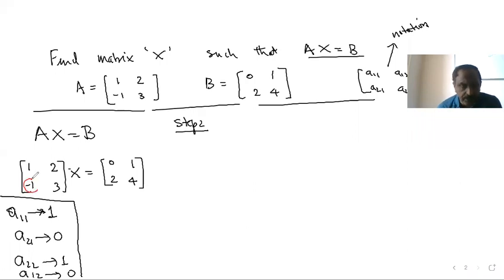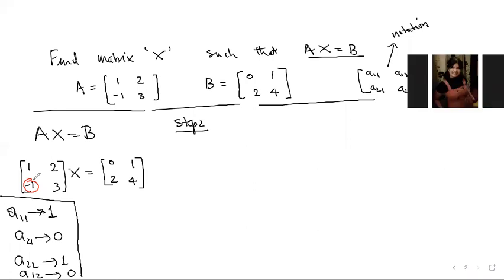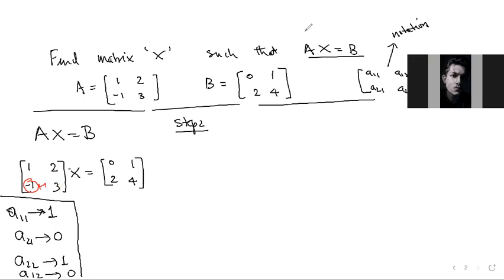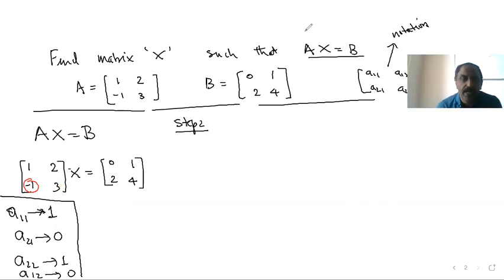This element should be made 0. How can you make this minus 1 0? Can anybody tell me? Add 1. You cannot do add 1 like this, plus 1, plus 1, plus 1. There is no such operation. We need to multiply a row with a number and add to another row. Or in other words, if you add these two rows, this will become 0. So the new second row will be R2 plus R1.